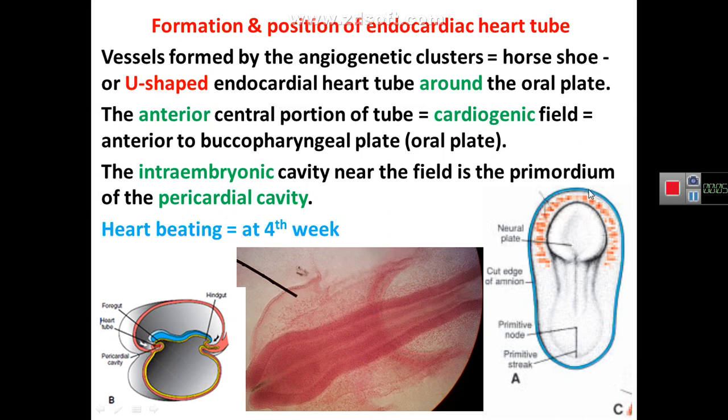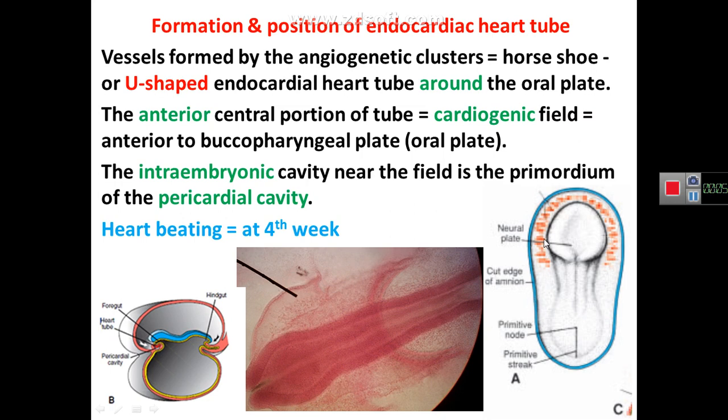The anterior central part of the U, which is this region, is called the cardiogenic field. This term does not mean that only this anterior mid region of the U-shaped heart tube will be the heart. The heart will be derived from all of this U-shaped heart tube. But the central mid region of the U is called the cardiogenic field because, as you can see in sagittal section, the intra-embryonic cavity near the cardiogenic field will later on be the cavity that surrounds the heart, which is called the pericardial cavity. That's why this central anterior portion of the U-shaped heart tube is called the cardiogenic field.